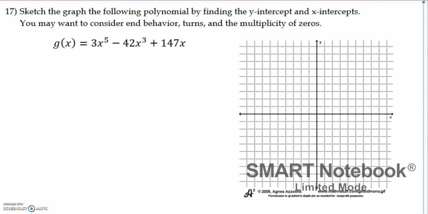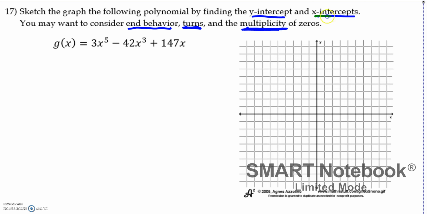All of this comes together in the last example, number 17. And we're supposed to sketch a graph based on factoring, based on finding the x-intercepts and y-intercepts. And again, we want to consider end behavior, we want to consider turns or extrema, and we want to consider multiplicity of zeros, meaning how many times a zero occurs. And I'll go through all of that.